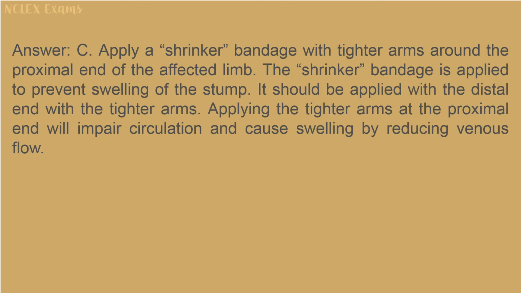Answer C. Apply a shrinker bandage with tighter arms around the proximal end of the affected limb. The shrinker bandage is applied to prevent swelling of the stump. It should be applied with the distal end with the tighter arms. Applying the tighter arms at the proximal end will impair circulation and cause swelling by reducing venous flow.